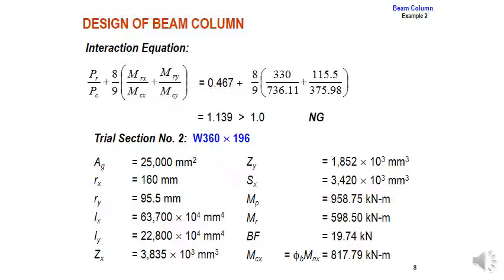So if it is greater than 0.2, then you are using this interaction equation and you are getting your answer as 1.139. So here you can see the difference from the first one, example number one, that the y directional moments are also considered over here. For the no sway case, of course, but finally Mr will give you the answer.